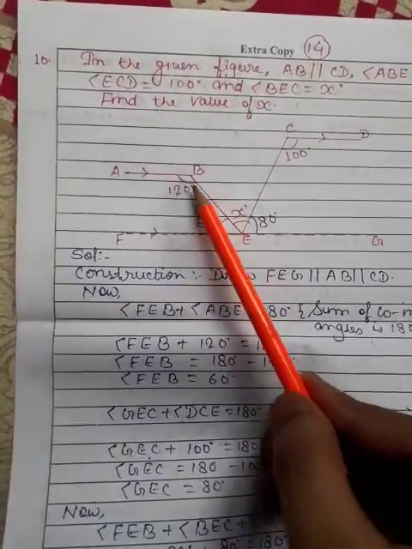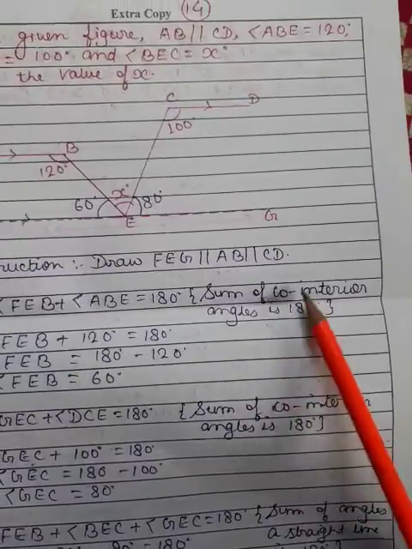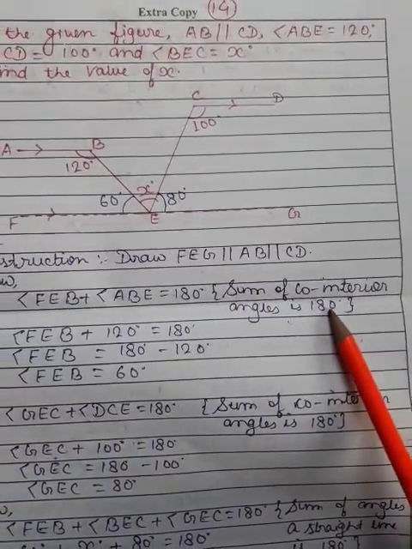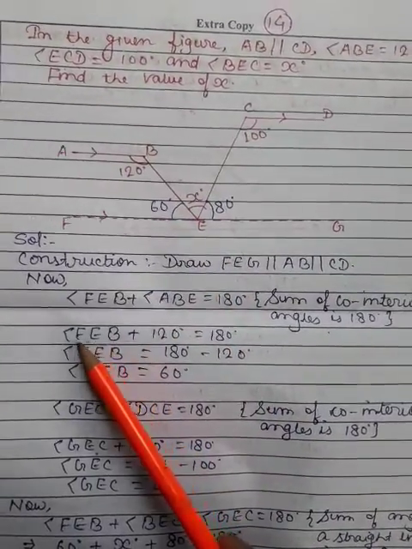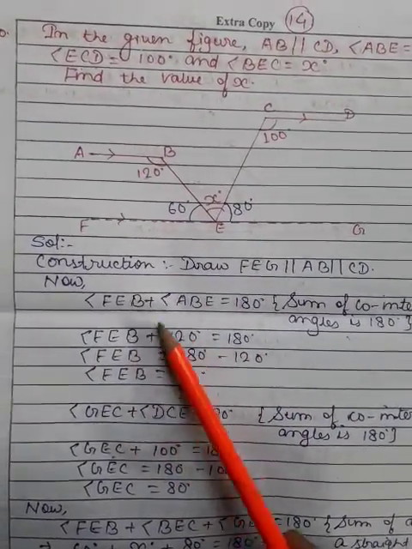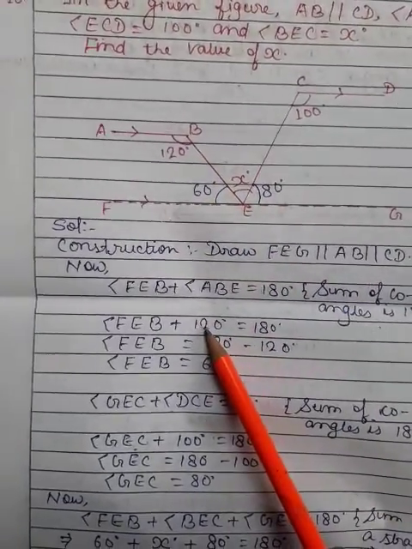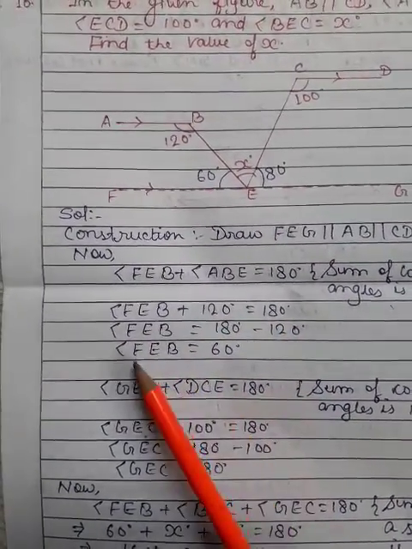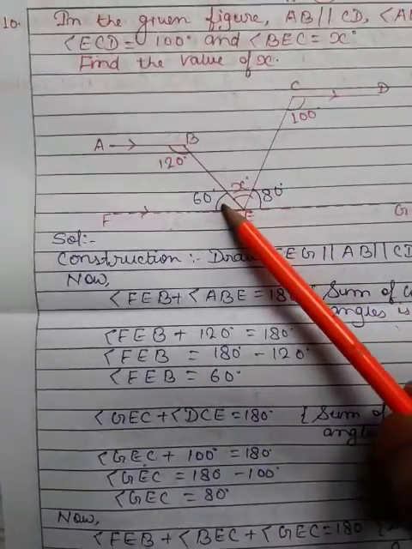When we add these two angles, this will be equal to 180 degree. And the reason is sum of co-interior angles is 180 degree. So FEB value is not given, so FEB will be written as it is, and ABE value is given 120 degree, so we'll write here 120 degree. We'll solve this one and we will get FEB equal to 60 degree.